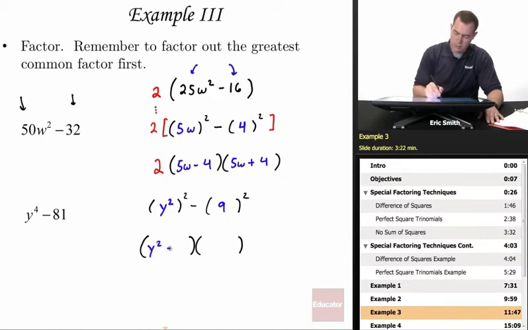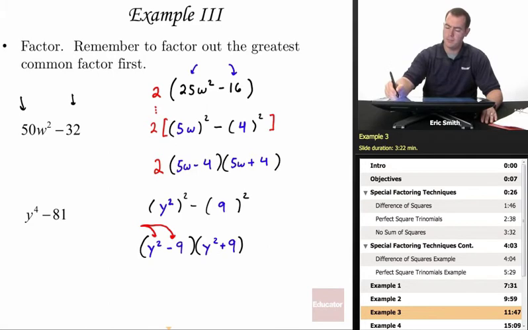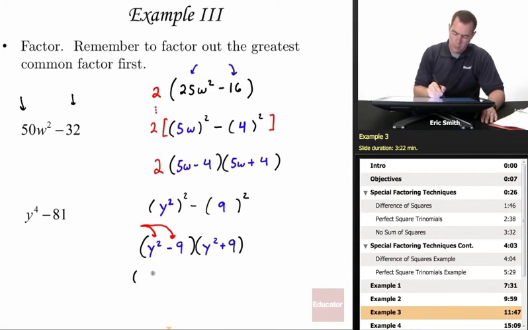y squared minus 9 and y squared plus 9. Now it's very tempting to stop right there, but actually you can continue this one more step. That's because if you look over here, you have another difference of squares. You have a y squared, and 9 can be thought of as a 3 squared. So use the formula one more time to break that one down.